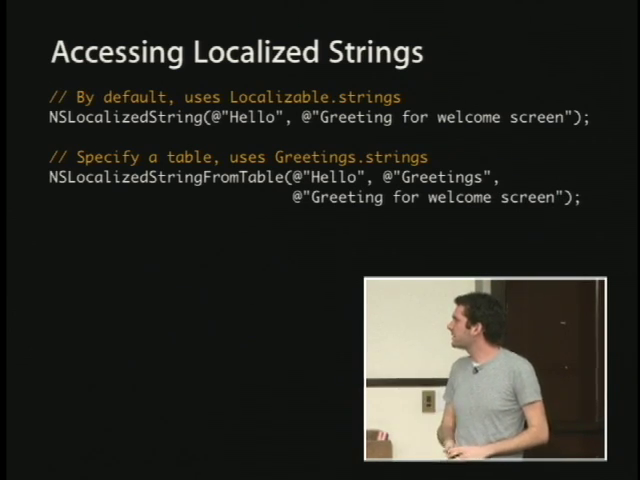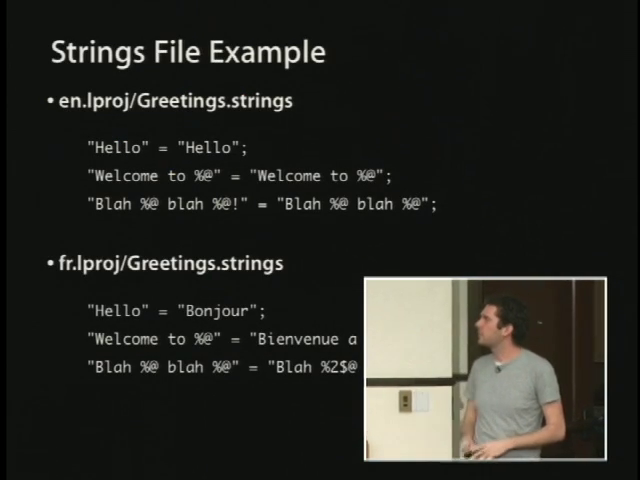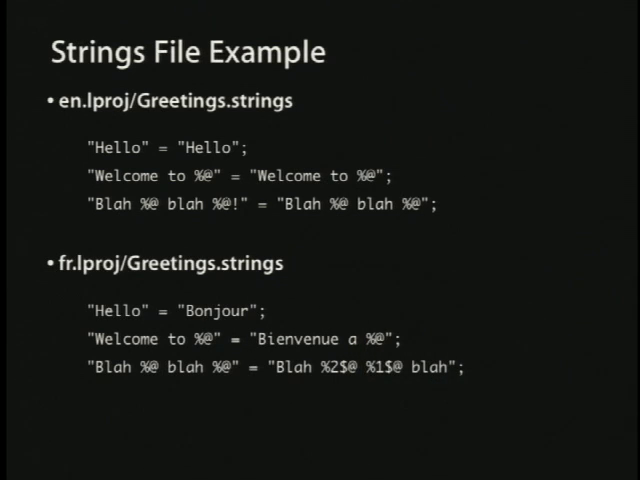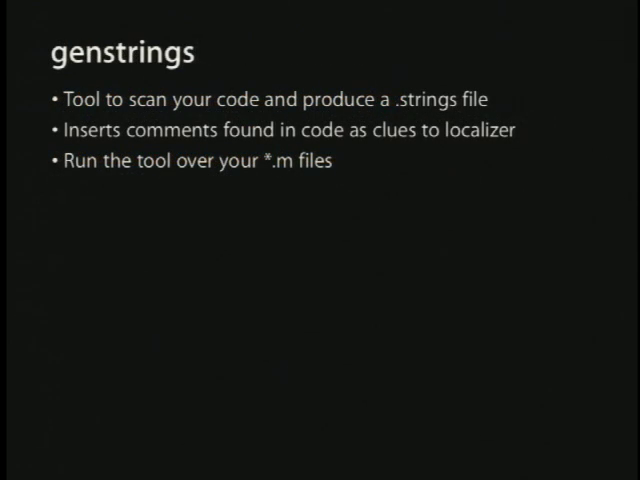And then in the second case, we can specify a particular strings table. So on this slide here, we just saw we had greetings.strings, that's the name of our table, basically. You can have multiple strings files that have different names, and you'll specify the name as the table, and it'll know to look it up in that particular file. But otherwise, it's the same. Hello is the key, and a little extra descriptive text about what it is.